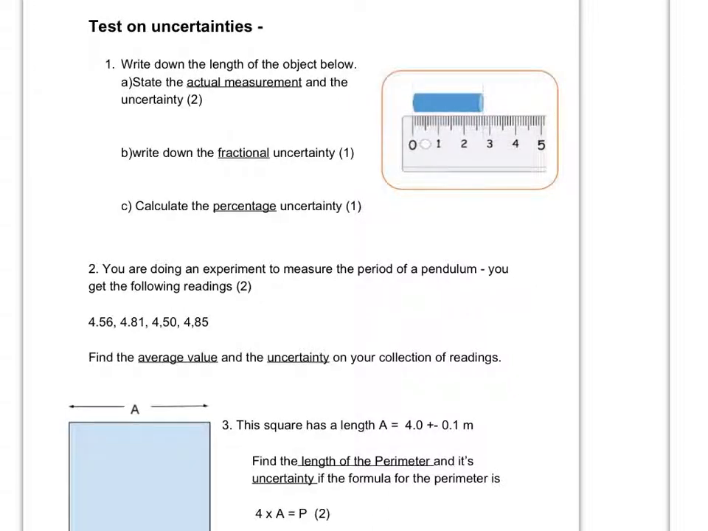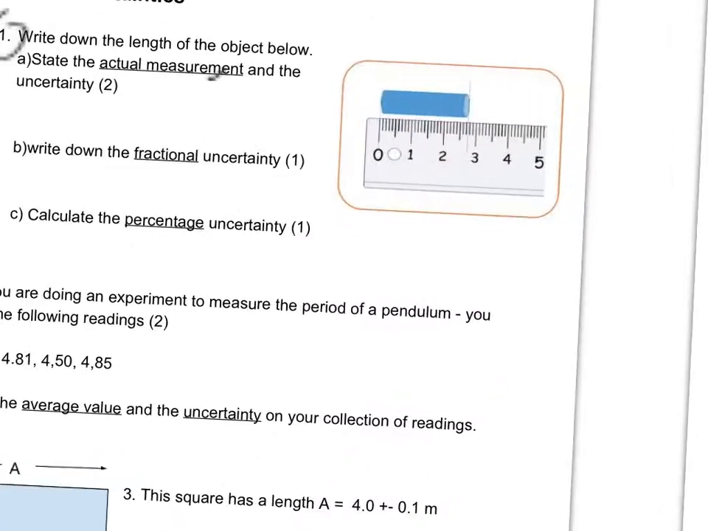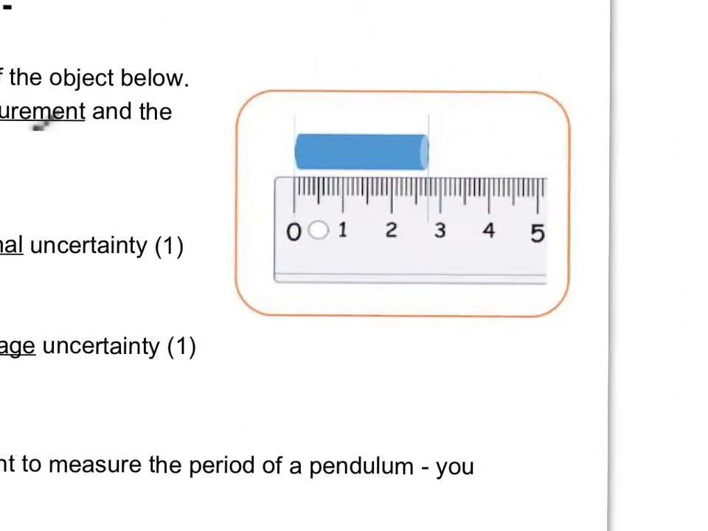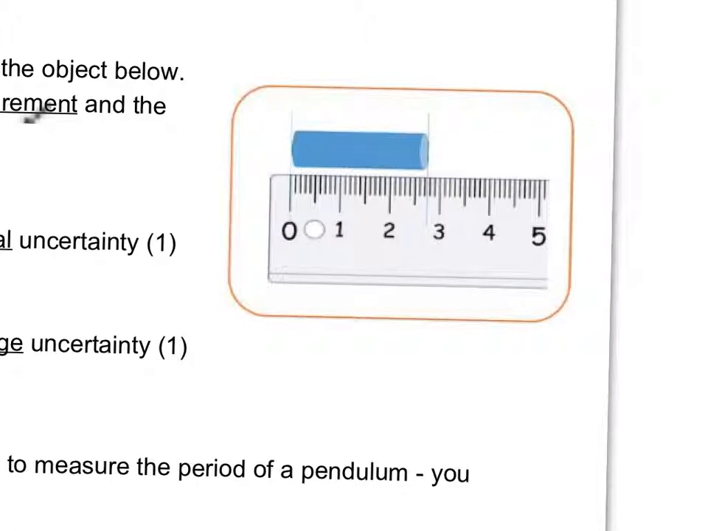Okay, so we're going to start with question number 1. Write down the length of the object below, stating the actual measurement and the uncertainty. By reading the number from the ruler, you can see that we have a reading which is somewhere in between 2.7 and 2.8. 2.7 something, right? So we're going to leave that as 2.75 approximately, but we can tell that it's definitely somewhere in between 2.7 and 2.8.